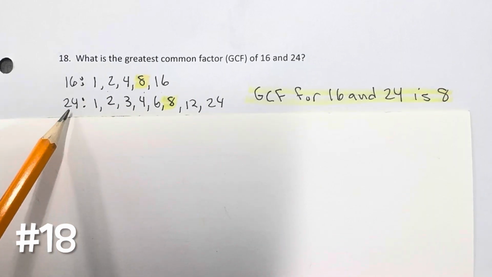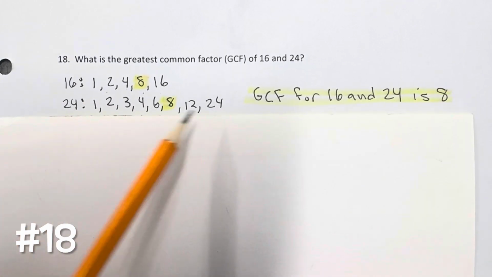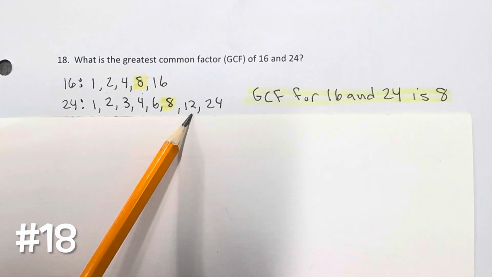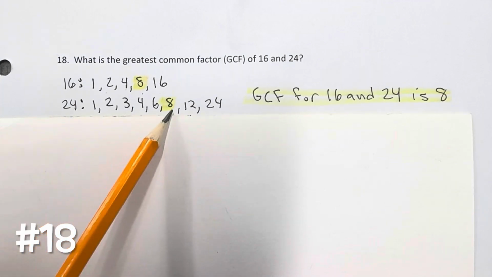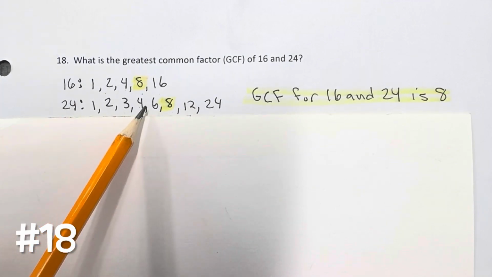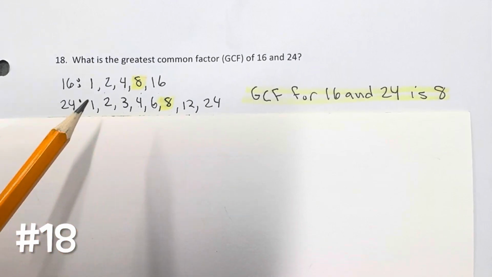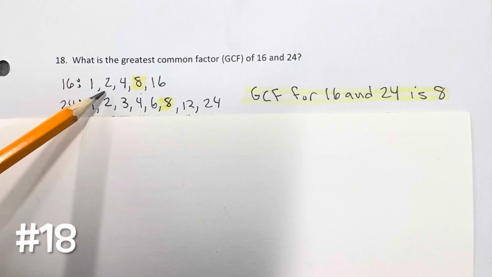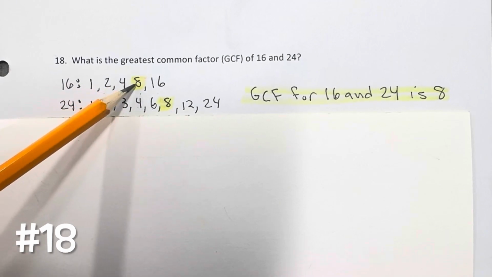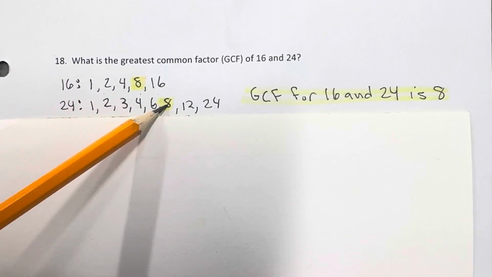Now to find the factors of 24, 1 times 24, 2 times 12 is 24, 3 times 8 is 24, 4 times 6 is 24, 5 does not work. So these are common factors, but the greatest common factor is 8.